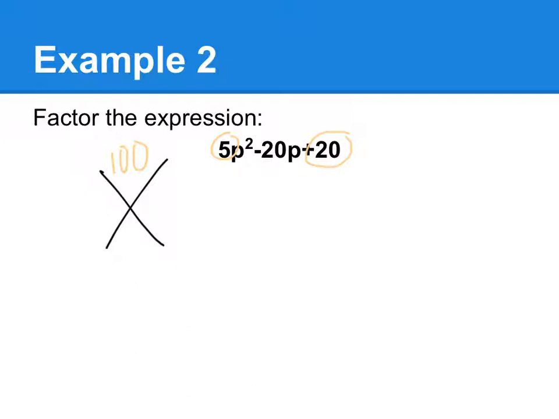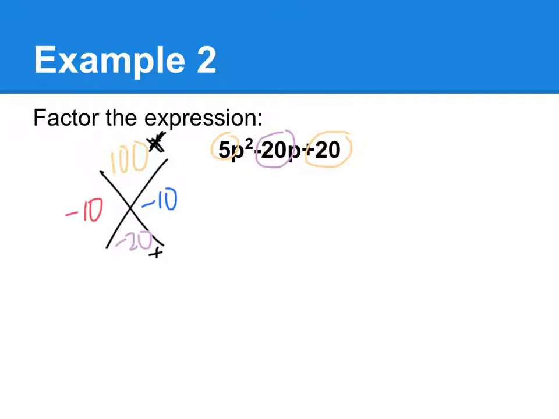What goes on the bottom? The middle number, -20. What two numbers, when you multiply them, equal 100, and when you add them, equal -20? This is a tricky one, but I'm going to go with -10 and -10. -10 times -10 is positive 100, so that gets us on top. And then -10 plus -10 is -20, so that's how we get that. Oops, that's supposed to be a times sign.